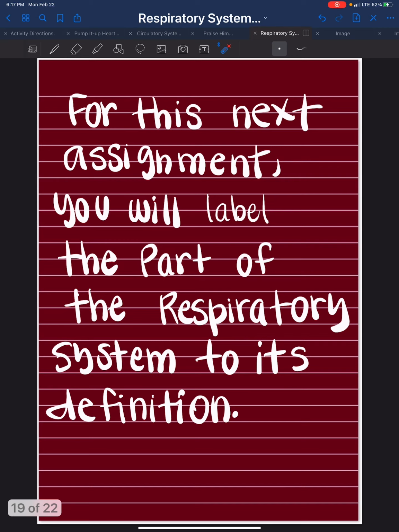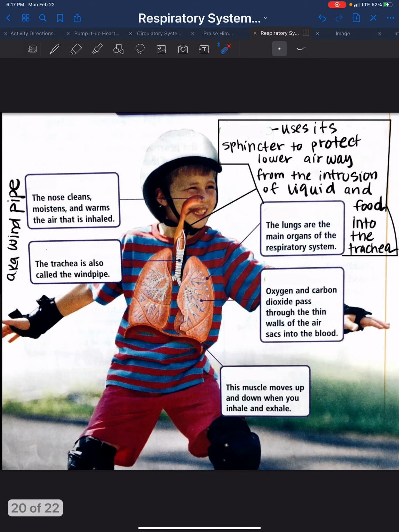For the next assignment, you'll label the parts of the respiratory system and match each to its definition. So all that you'll do, and the assignment is attached, is you will list which part you'll label, which part matches.